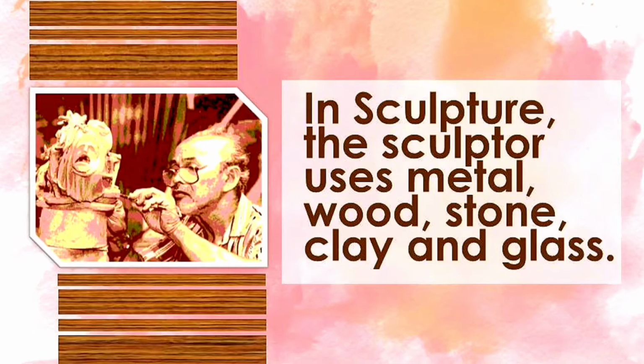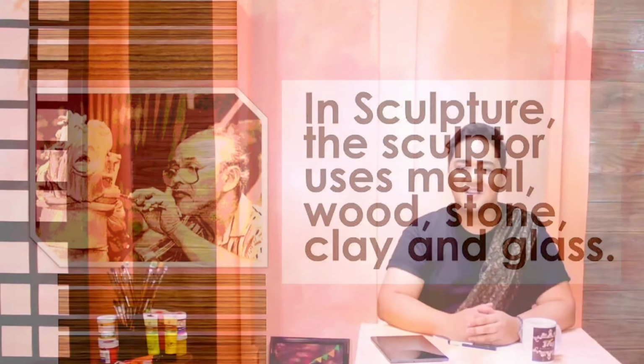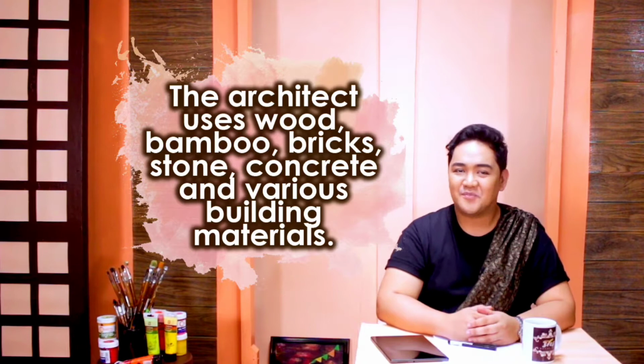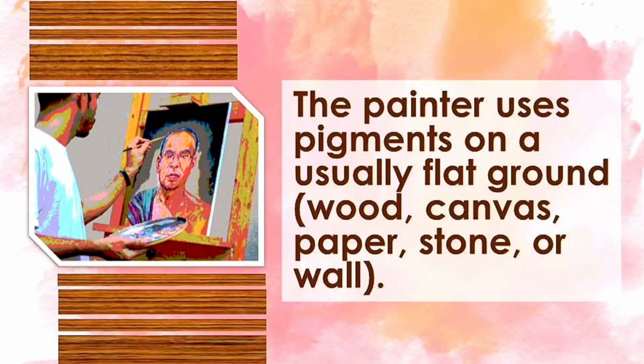In sculpture, the sculptor uses metal, wood, stone, clay, and glass. The architect uses wood, bamboo, bricks, stone, concrete, and various building materials. The painter uses pigments on a usually flat ground such as wood, canvas, paper, stone, or wall.